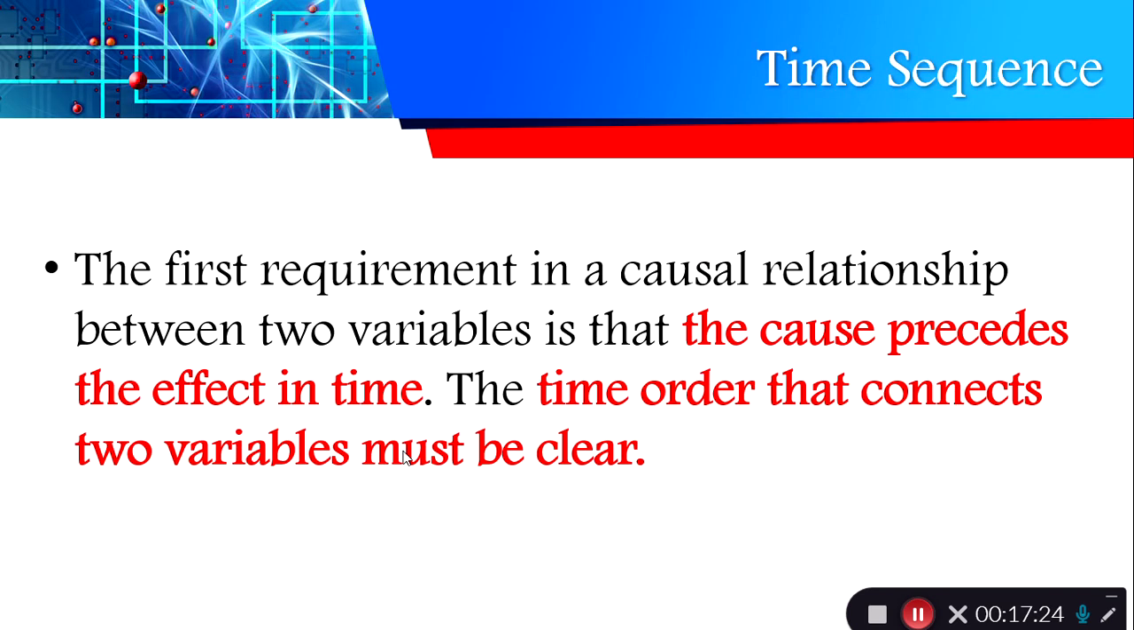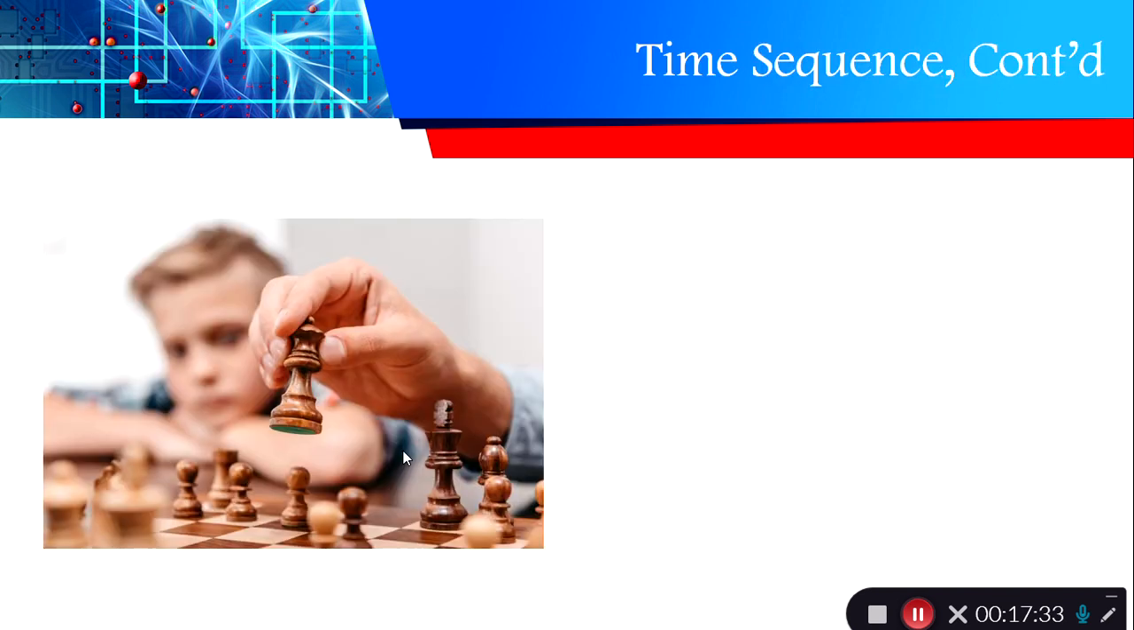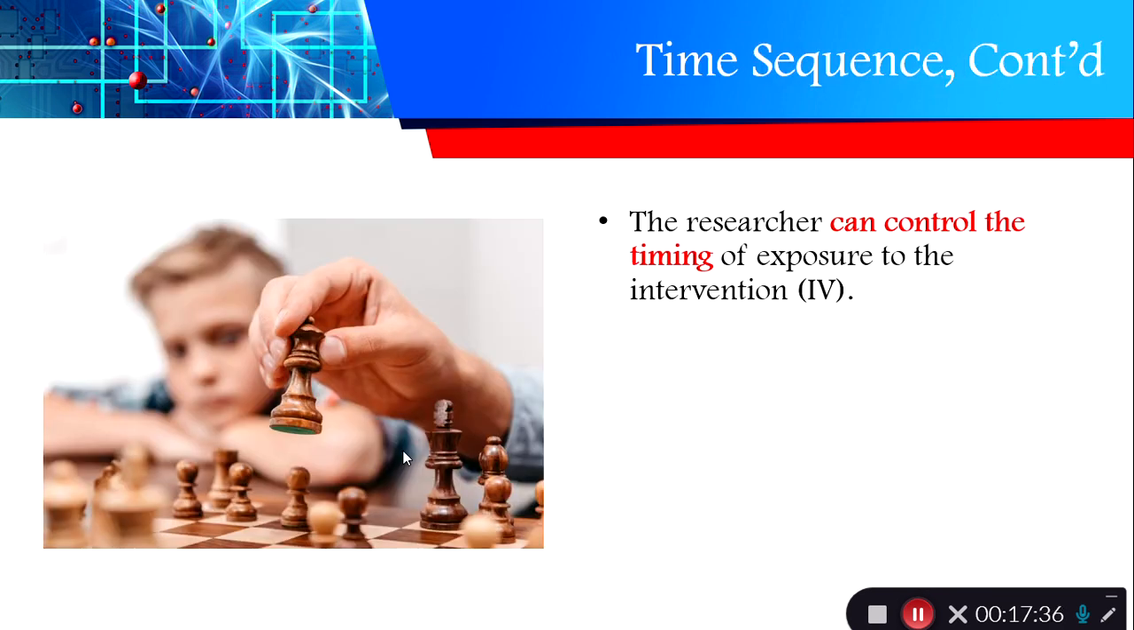So first, time sequence. The first requirement in a causal relationship between two variables is that the cause precede the effect in time. The time order that connects two variables must be clear. So essentially, the researcher can control timing of exposure to the intervention. This is one thing that the researcher can control. They can control, again, when the intervention comes into play, when participants are exposed to the intervention, the timing in which that happens, who is exposed to what.